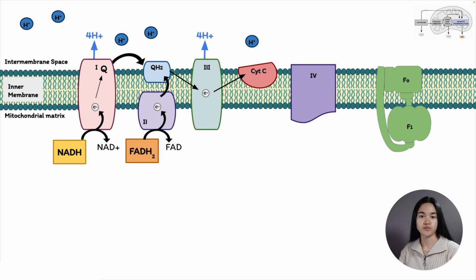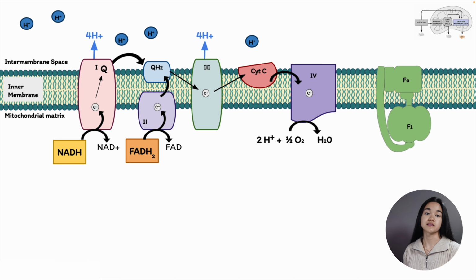Now we're at cytochrome C. Cytochrome C is a soluble protein. It's a mobile carrier, and so it's able to move in the intermembrane space to complex 4 and drop off the electrons. The electrons are going to be transferred along the different carrier molecules that make up complex 4 until they reach the final electron acceptor, molecular oxygen, and we produce water. So complex 4 catalyzes the formation of water right here. And we're also going to pump 2 protons into the intermembrane space.